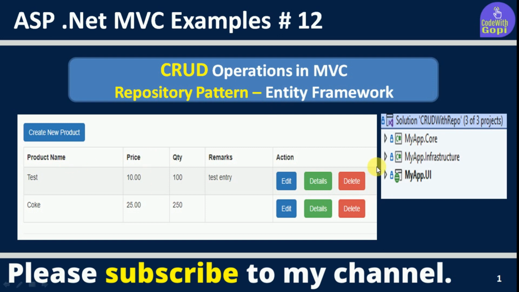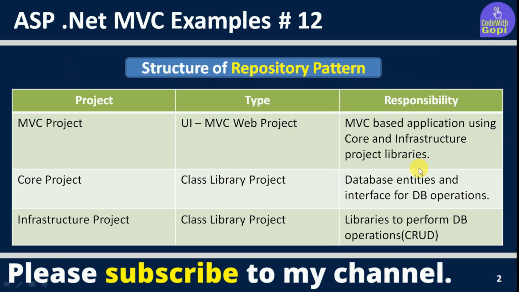First we will see the structure of these three different projects. First we are going to create one MVC project. This is the web project that is called UI. This MVC based application will communicate with the core and infrastructure project libraries to perform the operations. Secondly, we are going to create one more project called the core project. This project will be a class library project, and here we will have our database models or entities, and we will create the interface also for the DB operations inside the core project.